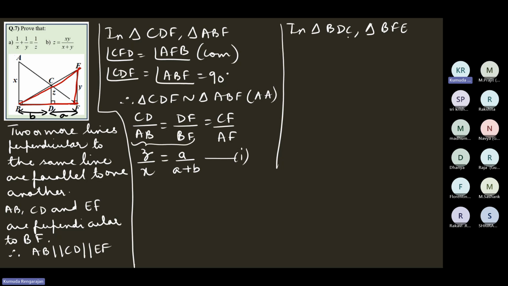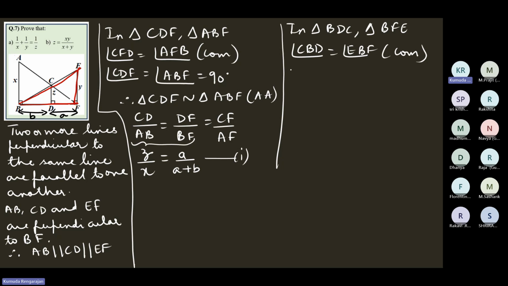So in triangle BDC and BFE, children, the common angle is CBD equal to angle EBF. That's the common angle, in the small triangle CBD and in the big triangle EBF.